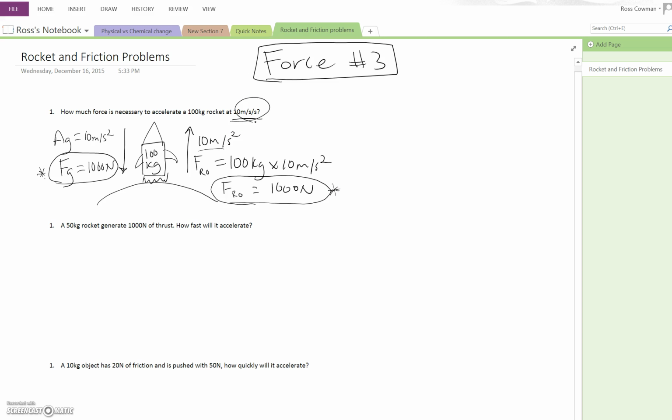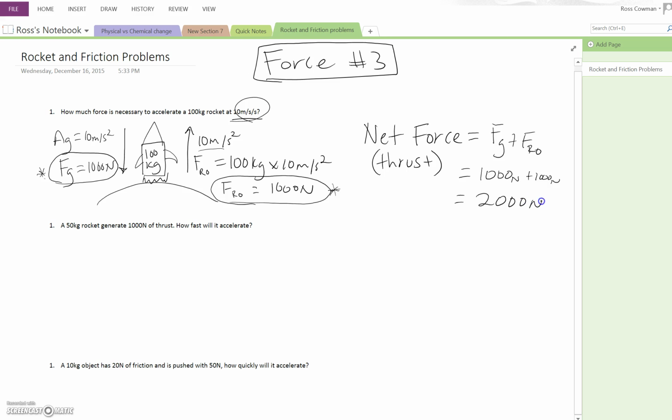So the net force, or another word that we can use is the thrust, the amount of force that we need to give this rocket is going to be force due to gravity plus force of the rocket. So that's going to equal 1,000 newtons plus 1,000 newtons, to be a total of 2,000 newtons. That would be your answer for how much force is necessary to accelerate this rocket.